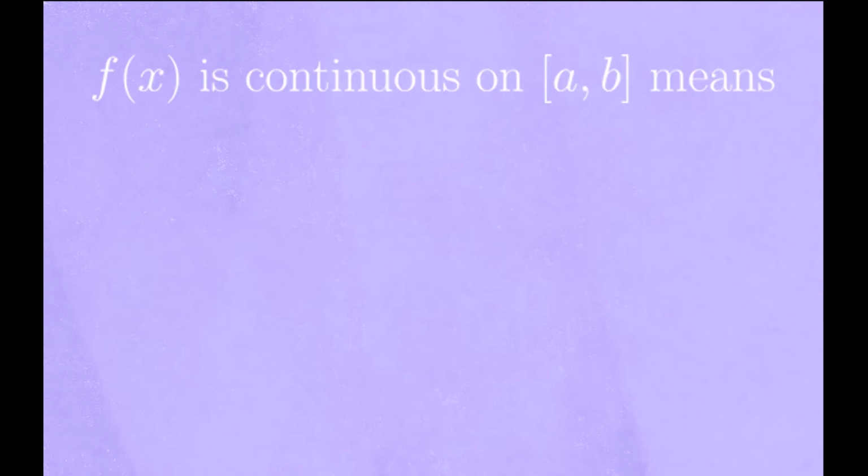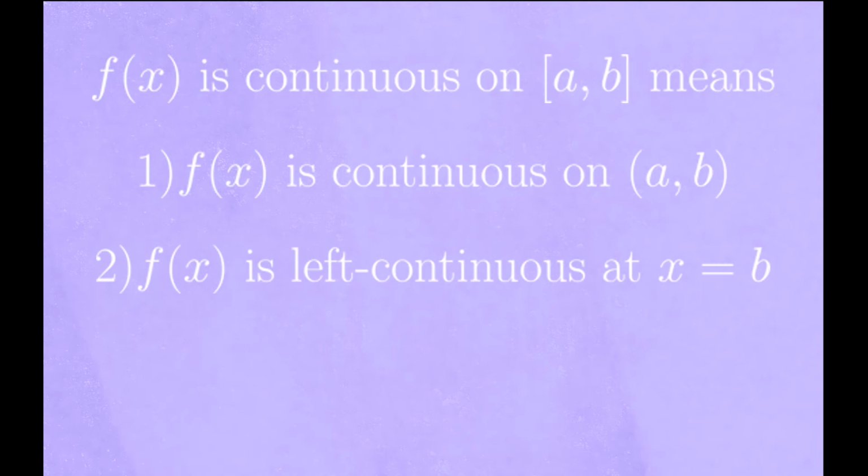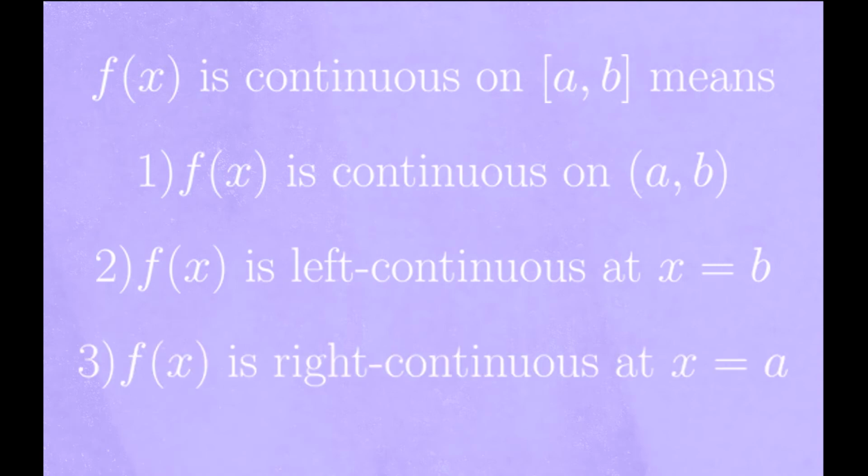Left and right continuity are much less important than two-sided continuity, which we usually just call continuity, but they do allow us to state an important definition. A function f of x is continuous on the closed interval a to b if f of x is continuous at every x in the open interval a to b, is left continuous at x equals b, and is right continuous at x equals a.